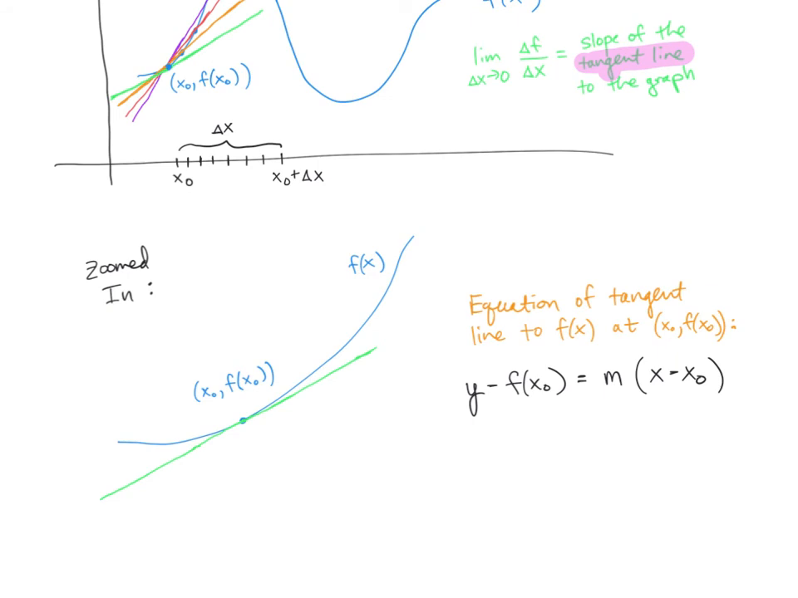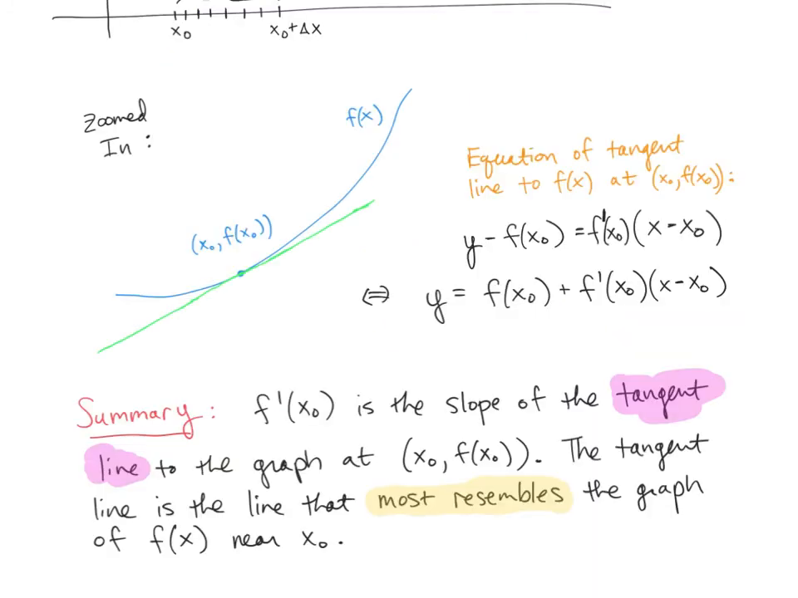And what is this slope m? Well, by definition, the slope of the tangent line is the derivative at x naught. So this slope m is none other than f prime at x naught. Okay, so this is how you write down the equation of the tangent line to your graph. To summarize, the derivative of f at x naught, or f prime at x naught, is the slope of the tangent line to the graph at x naught, f of x naught.